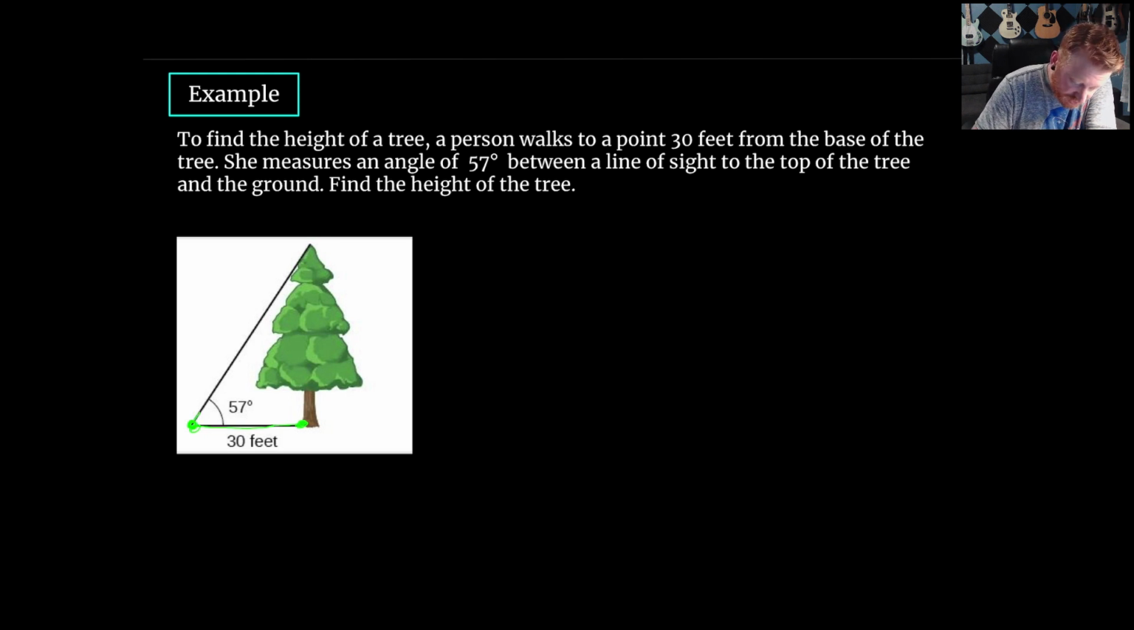And then they look up at the top of the tree, and they have some way to measure this. So, you see surveyors and stuff. They have ways to measure angles. Looking up here, they find that there is a measure of 57 degrees. So that is the angle of elevation. This is an angle of elevation. So we want to find the height of the tree here. So I can just drop in a 90-degree angle, and we want to find this length h, which will give us the height of this tree.